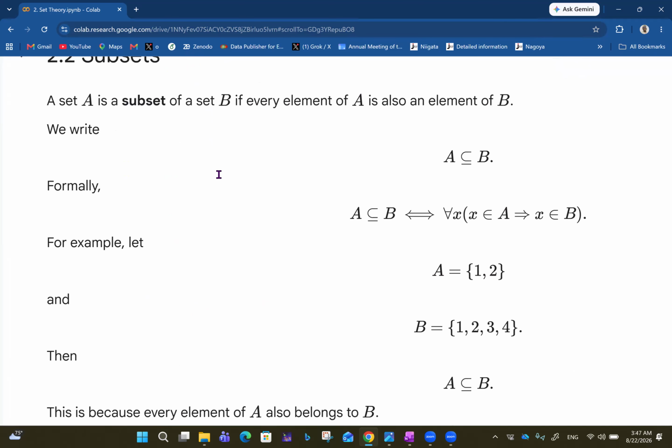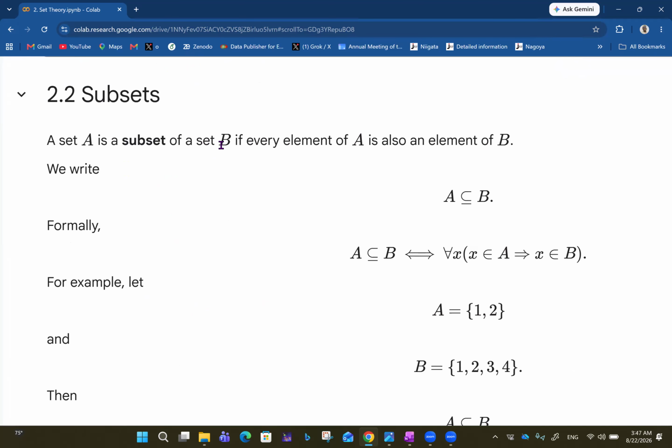Then we talk about subsets now. A set A is a subset of B if every element of A is also an element of B. So we write that A is a subset of B. Even when A is equal to B, where all the elements in A are also in B, A is still a subset. The only thing is that in that case, it's an improper subset.